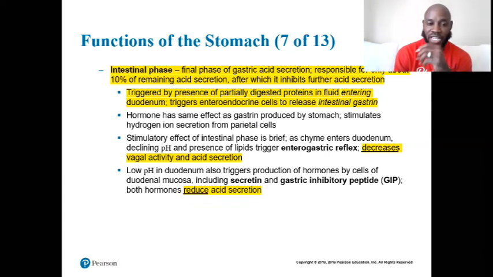the duodenum. Now, partially digested proteins entering the duodenum, the first part of the intestines, which we're going to talk about, triggers enteroendocrine cells to release intestinal gastrin, right? Gastrin from your intestines. Same effect, stimulates hydrogen ion secretion from parietal cells. That's how we get our hydrochloric acid.